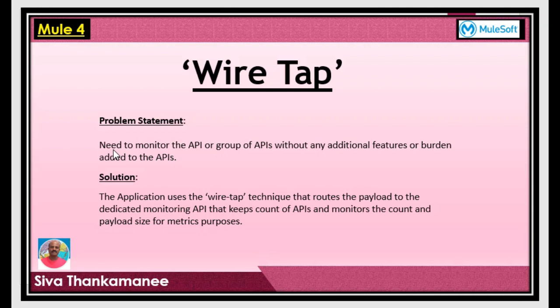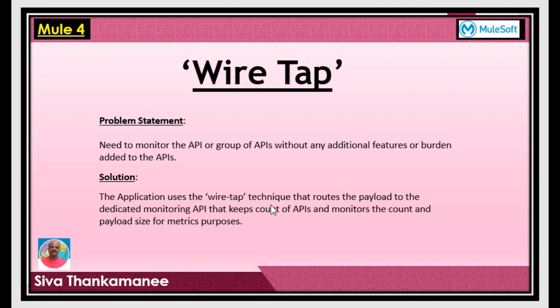And also you want to measure the payload size to see if payload size impacts the performance of the API, or what the standard deviation is between these request sizes. So you want to do several different monitoring aspects, but at the same time, you don't want to impact the existing API because of adding these additional burdens and monitoring capabilities. So this wiretap resolves that by not impacting the existing API.